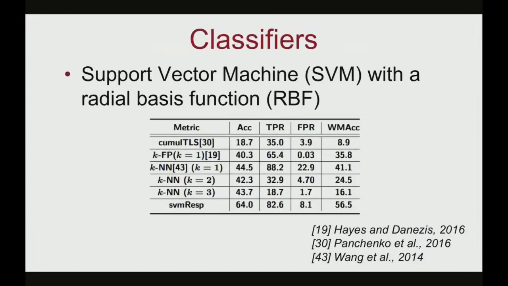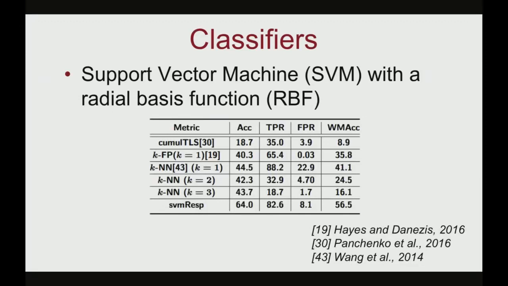Then we evaluated different classifiers which are used in website fingerprinting papers. We used the CUMUL classifier, which is based on SVM with the cumulated trace, the k-fingerprinting, which is random forest with Hamming distance, and the kNN classifier. And we found that for keyword fingerprinting, the SVM with the response-based feature sets works better.